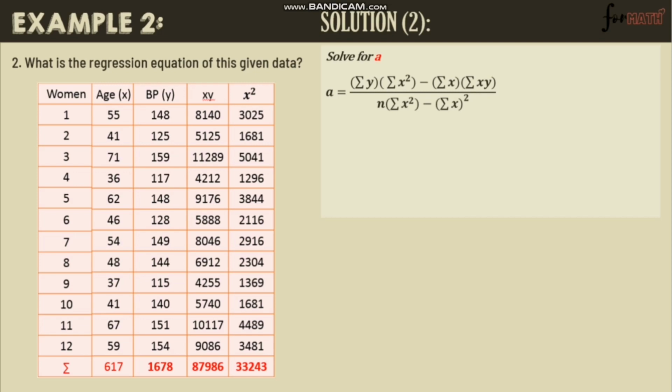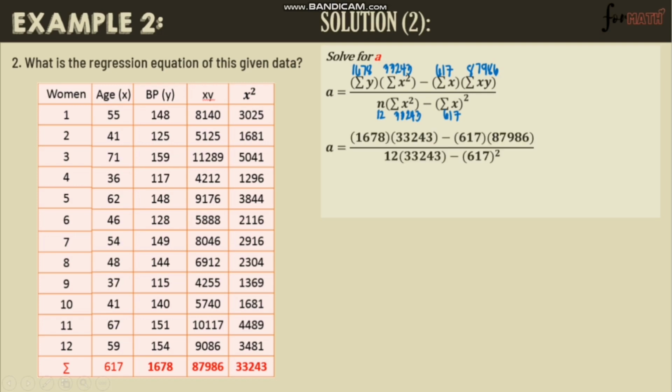So, ang A po natin, okay, meron na tayong summation ng Y. Ang summation ng Y natin ay 1678. Summation ng X squared is 33243. Summation ng X ay 617. Summation ng XY ay 87986. Ang N po natin ay 12 women. Ang X squared is 33243. And ang summation ng X po natin ay 617. Okay? So, for the manual computation, ito po yung pattern.